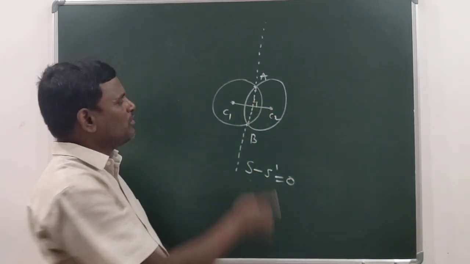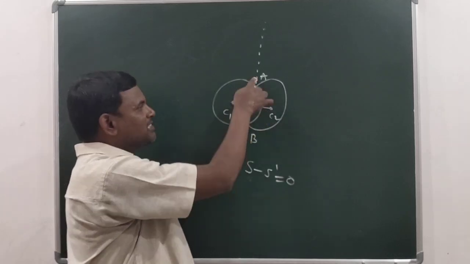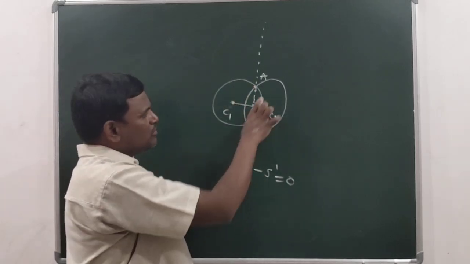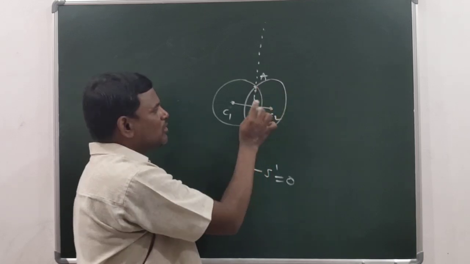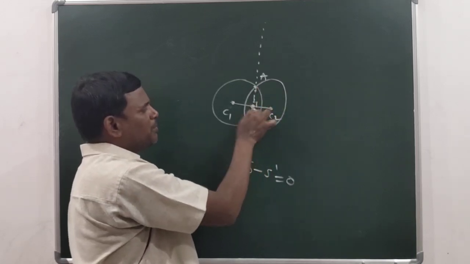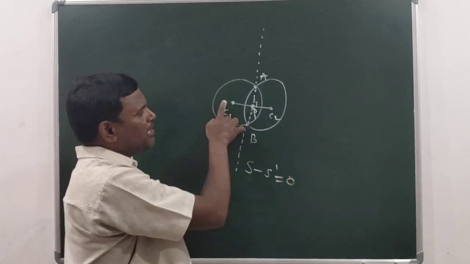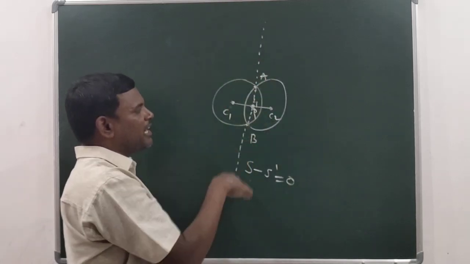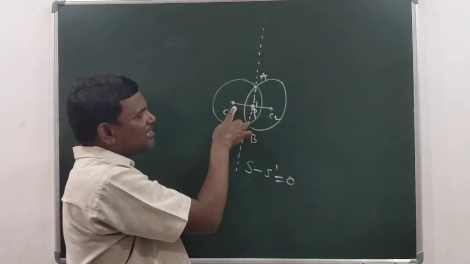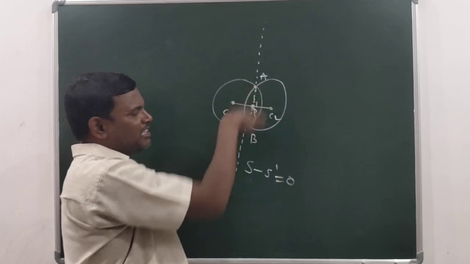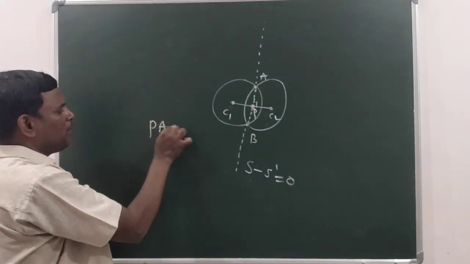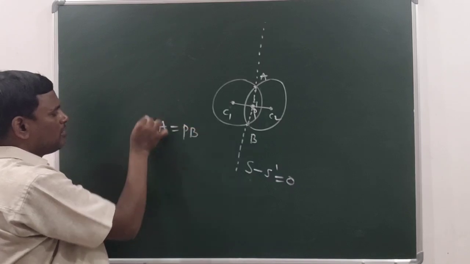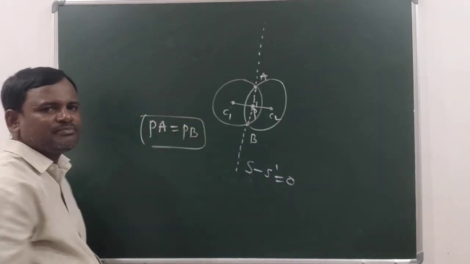And also C1C2 bisects this common chord. So this portion we are saying as the common chord. So let us take this point P as the point of intersection of C1C2 and the radical axis. Then C1C2 bisects this common chord, that is PA equal to PB. Okay, students?